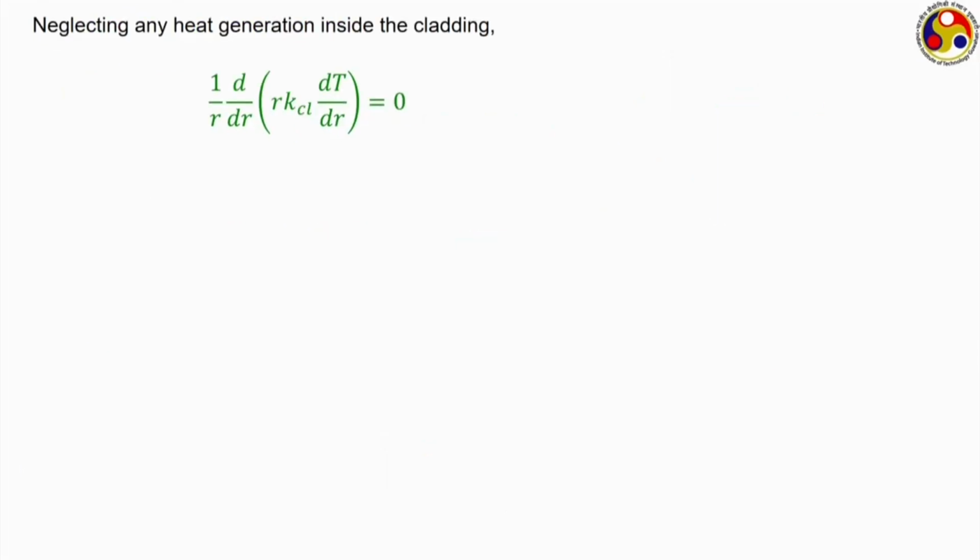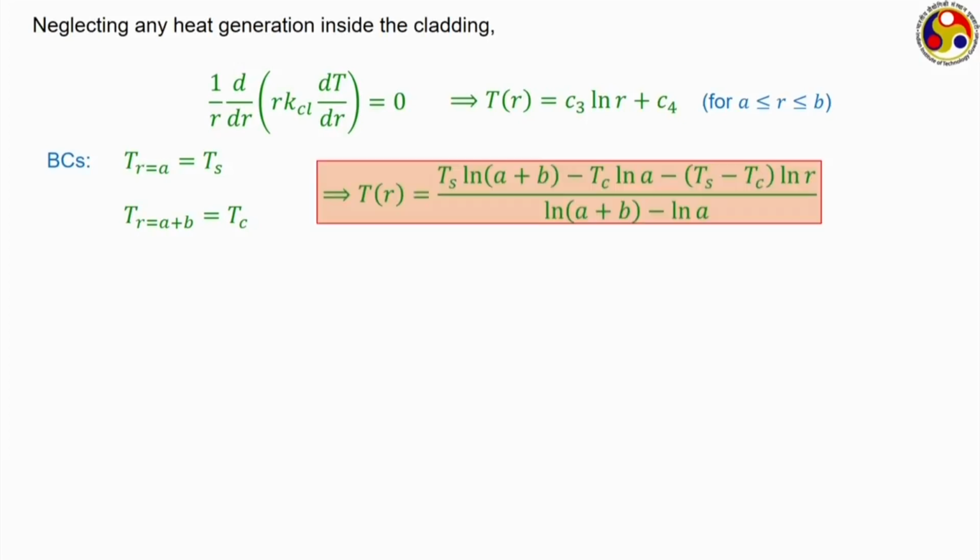where h is the height of this cylinder that we are talking about. Again, neglecting heat generation inside the cladding, we have this simplified expression, and then we can integrate this way. Now, the boundary conditions can be to specify temperature on both sides of the cladding, that is T at r equal to a is equal to T s, and the second condition at the other edge of the cladding, that is r equal to a plus b, T is equal to T c. So, if we combine them, we get this particular expression. I would request you to derive this on your own. This looks complicated, but actually can be quite simple.